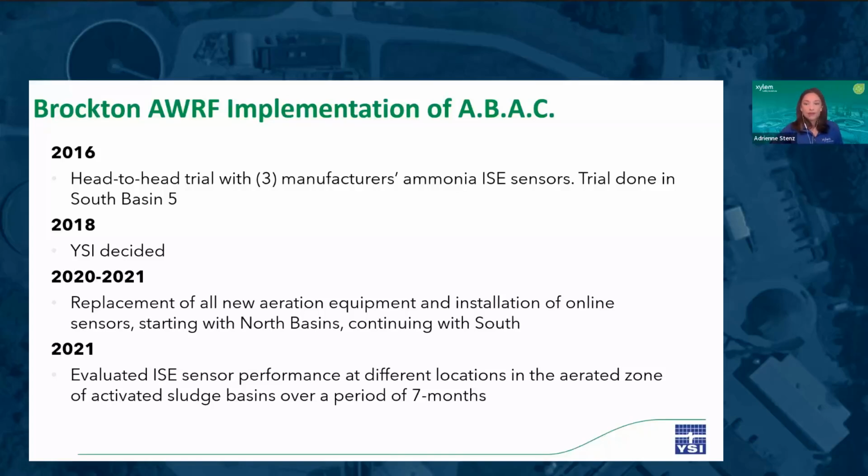We have a great application note written on this trial that you should check out that talks about the ideal ammonia ISE sensor placement for ammonia-based aeration control.